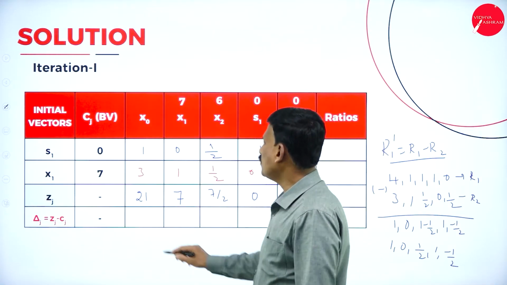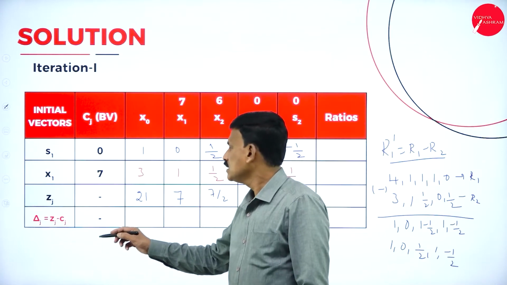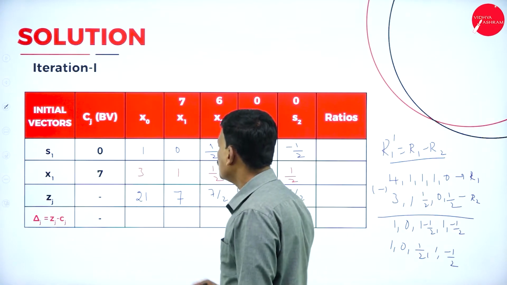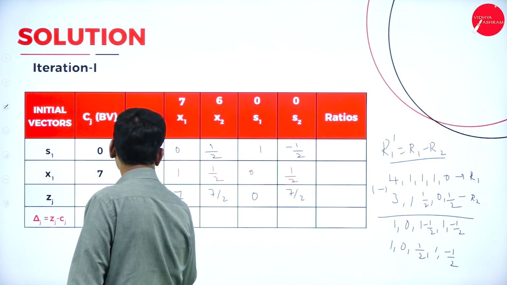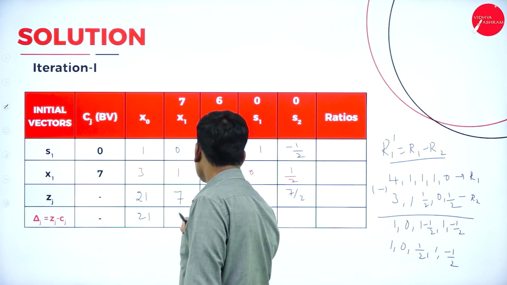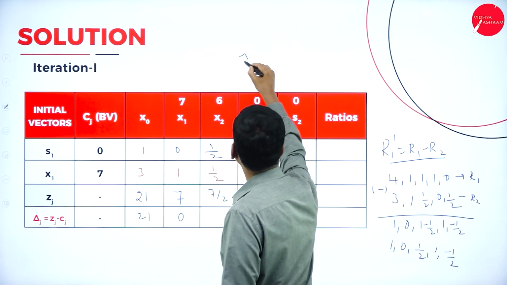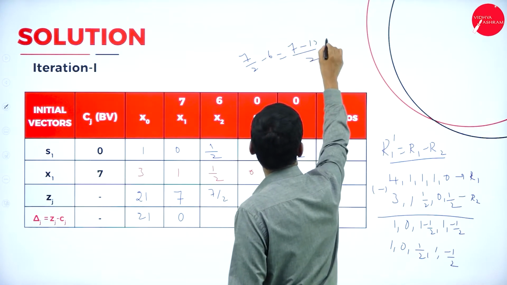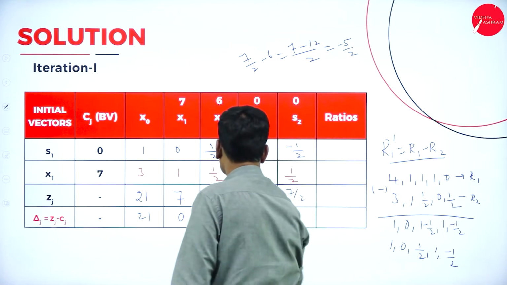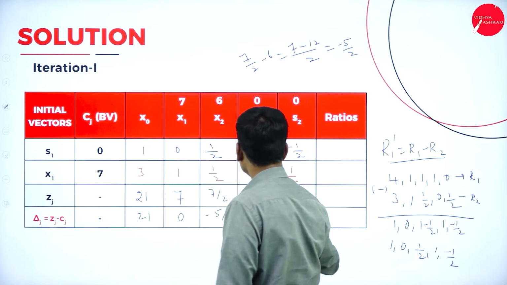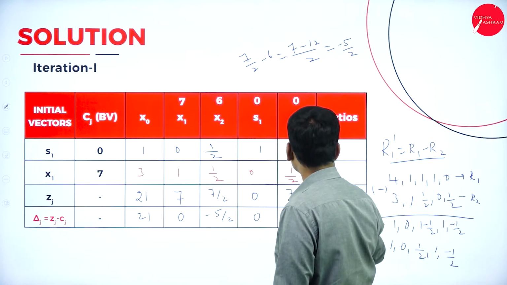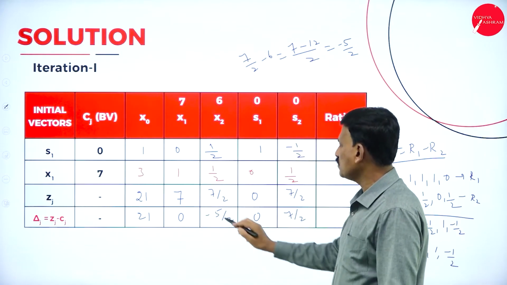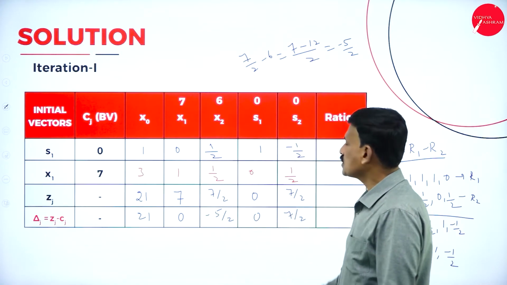Okay, now find out the value of delta j, that is zj minus cj. Delta j is equal to zj minus cj. So this is as it is. Now 7 minus 7 is 0, 7 by 2 minus 6, take LCM, 2 is the LCM, 7 minus 12 is equal to minus 5 by 2, again 0 minus 0 is 0, 7 by 2 minus 0 is 7 by 2. So the values of delta j are 21, 0, minus 5 by 2, 0 and 7 by 2.